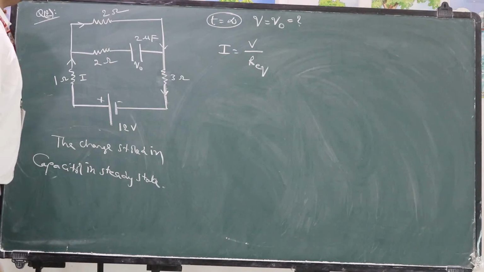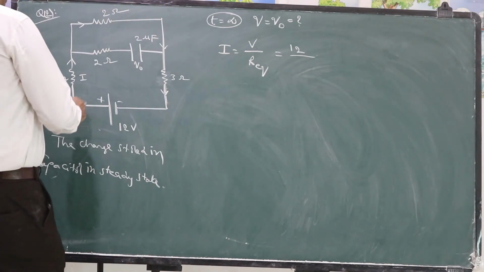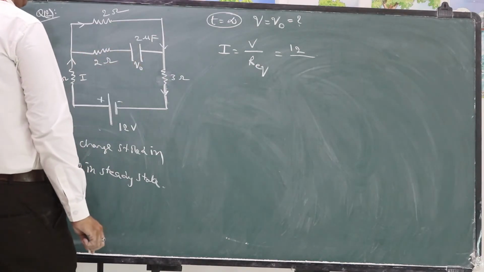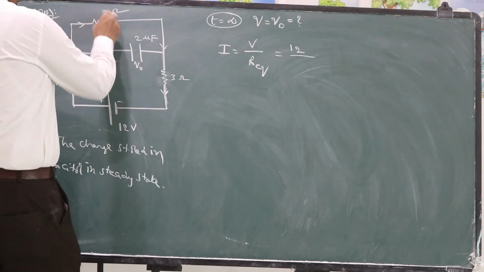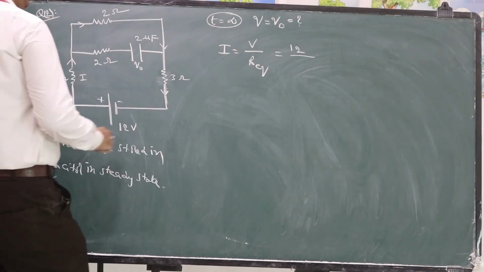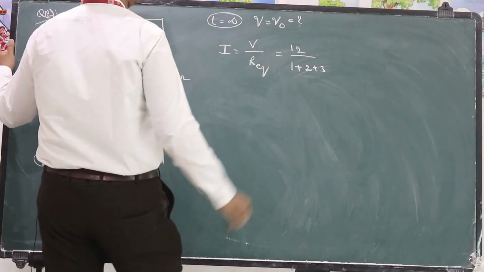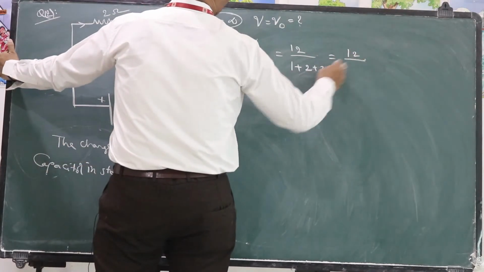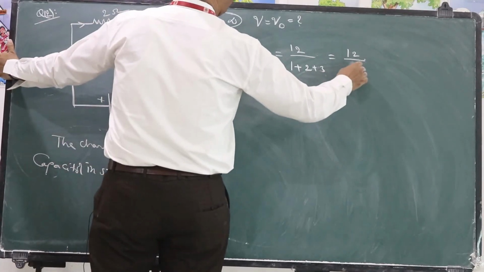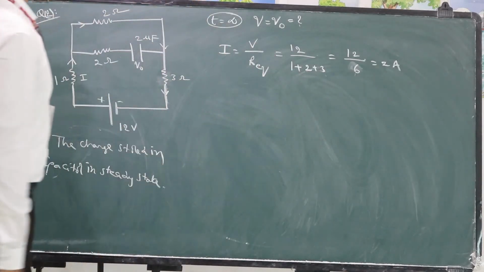What is the voltage you applied? 12 volts you applied. For equivalent resistance, this resistor is inactive because no current is passing through it at steady state. So 1 ohm, 2 ohms and 3 ohms, all three are in series combination. In series combination, effective resistance is 1 plus 2 plus 3. That is 12 by 6. That is 2 amperes. 2 amperes is the current passing through the circuit at steady state.